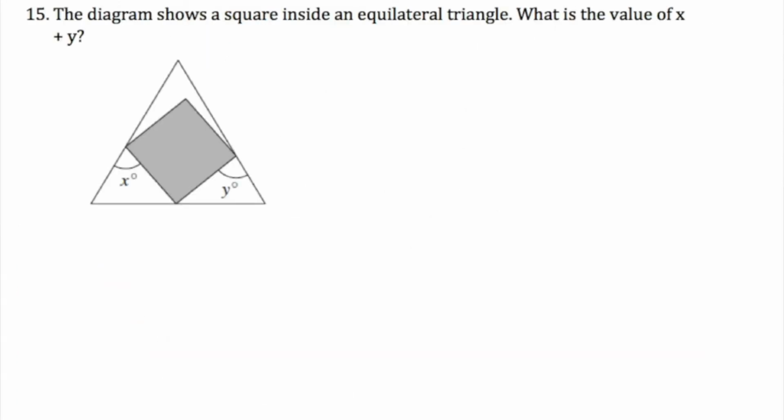Problem number 15 asks us to find the sum of two unknown angle values, x and y. Let's take a look at the diagram. We know that each of the corners is going to be 60, and we know that the corner of the square is going to be 90. So let's give these other two a value of a and b.